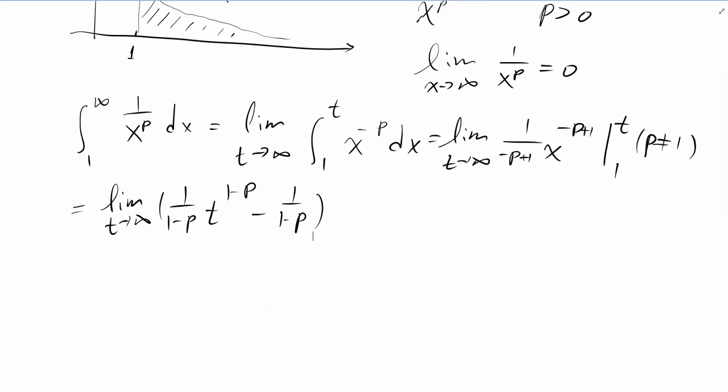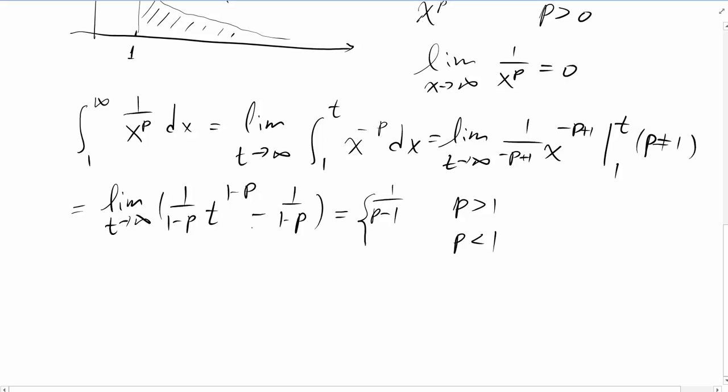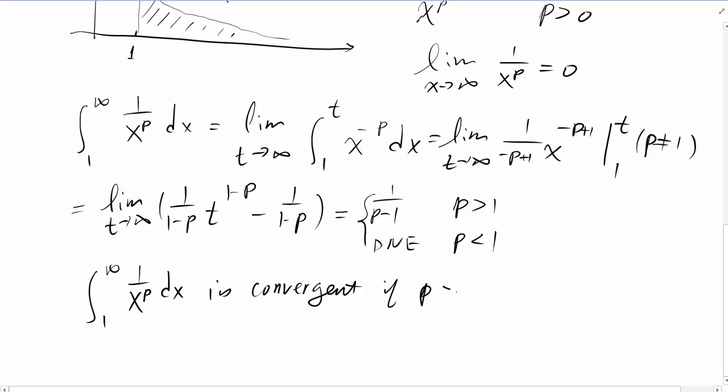If we look at this limit, you have two answers. If p is greater than 1, then 1 minus p is negative, and then t to the negative power, as t goes to infinity, is going to be 0. So the answer is going to be 1 over p minus 1. But if p is less than 1, then this goes to infinity, so the limit does not exist. Okay. So what it means is that the integral from 1 to infinity of 1 over x to the power p dx is convergent, that means it has a sum, if p is greater than 1.